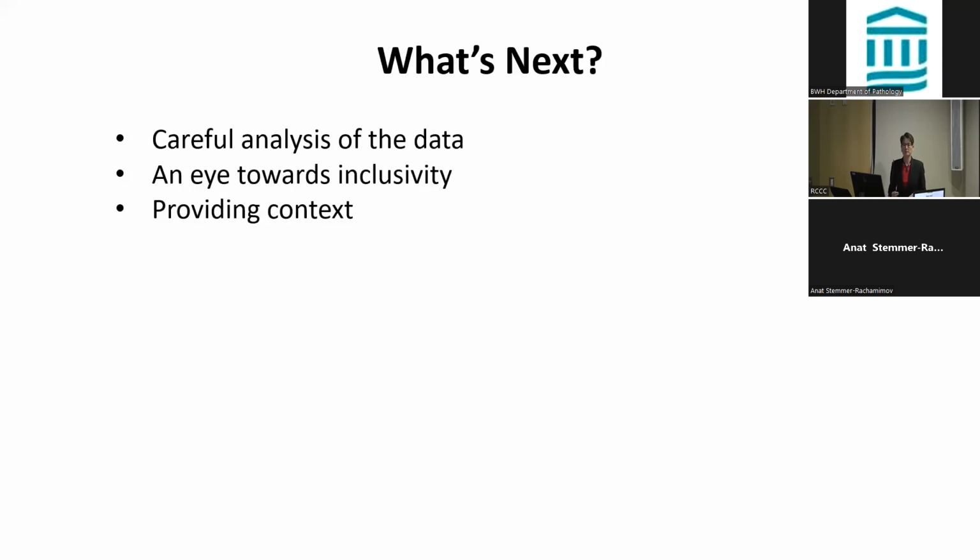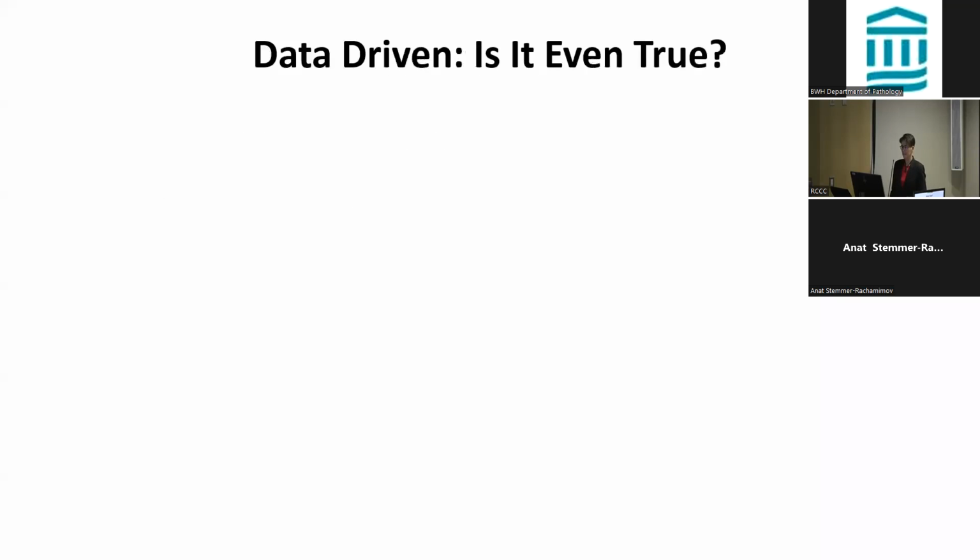So what do we do, right, when we recognize this as a problem? So this is where I am. I have my circle of influence. So this is what I propose, not only for this book, but also looking at curricula: a careful analysis of the data, an eye towards inclusivity, and we have to provide context. So the first question is, is it even true?